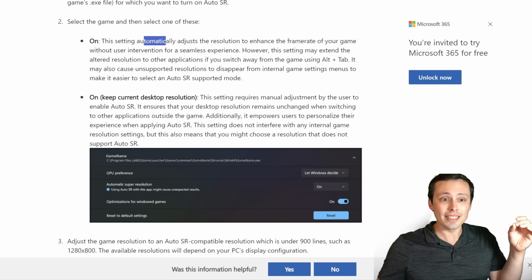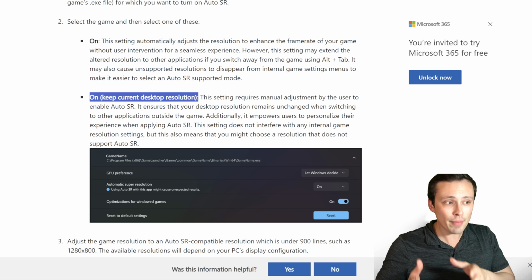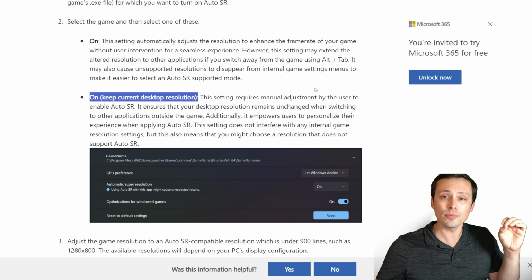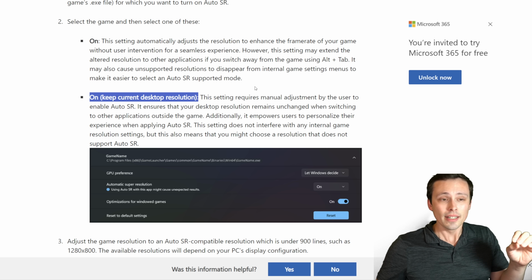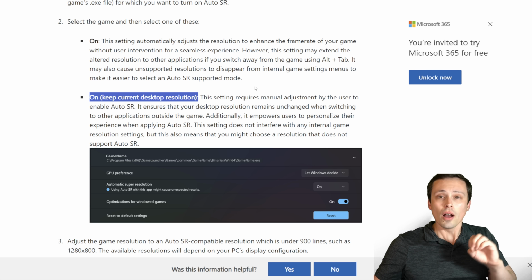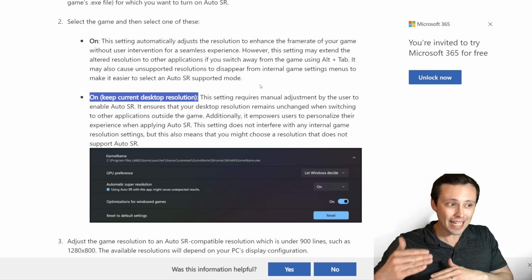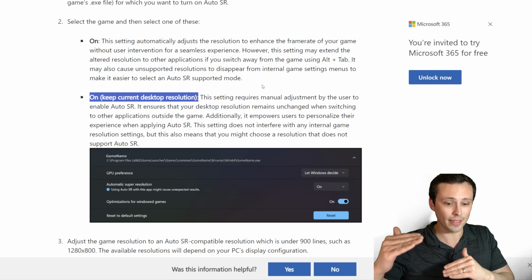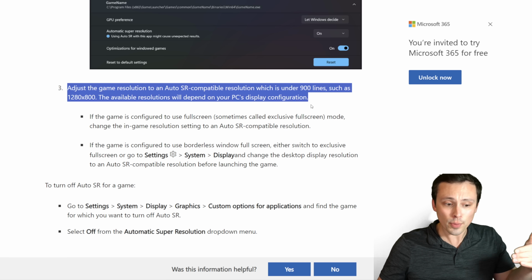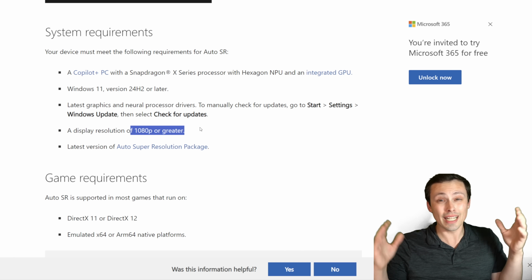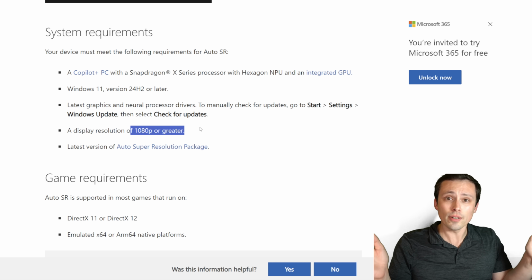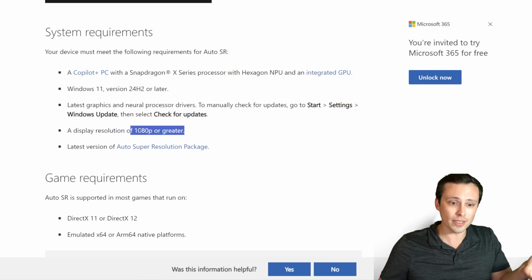Now, if you don't want it to adjust the entire desktop resolution, then you can set it to on, but keep current desktop resolution, but then you have to manually adjust the game resolution yourself, and you have to adjust it to a compatible resolution with AutoSR. Because it seems like currently, the model that they've trained this upscaling for operates on inputs between 700 and 900 lines of vertical resolution. So you have to have the game running between 700p and 900p. That's all it's compatible with. And then I guess it can output to any amount 1080p or greater. Well, I'm not sure about any amount, but they do say 1080p or greater, and they do at least show those 1440p screenshots and 1080p screenshots. So basically, the input resolution has to be between 700p and 900p, and you output to 1080p or greater.